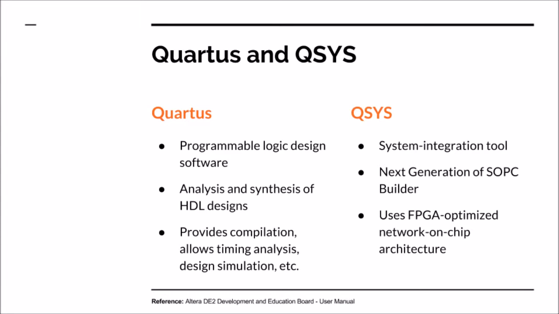One of the ways we actually can do custom CPU cores, which is what we do for this project, is through the use of a system tool called QSYS. It is a system integration tool. It's a next generation SOPC builder, and it uses FPGA optimized network on a chip architecture, letting you reconfigure, rewire, and do everything you need for a custom CPU core.